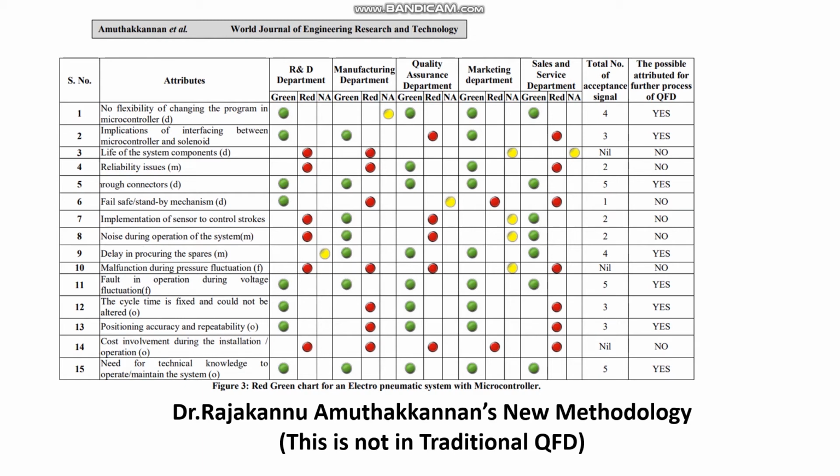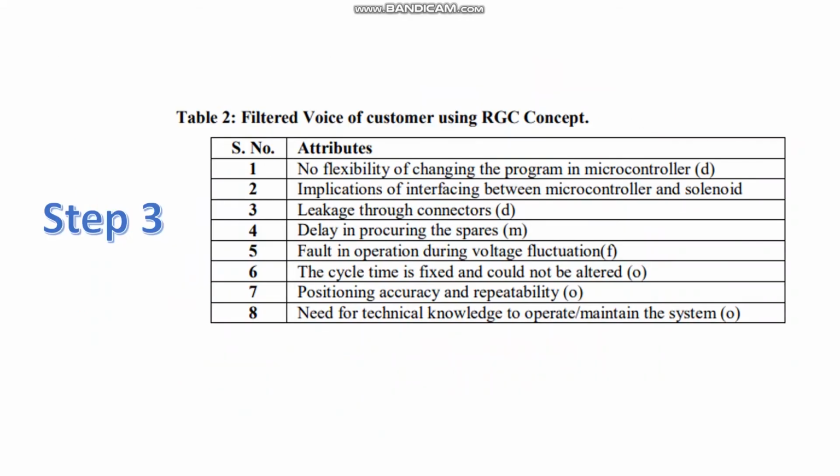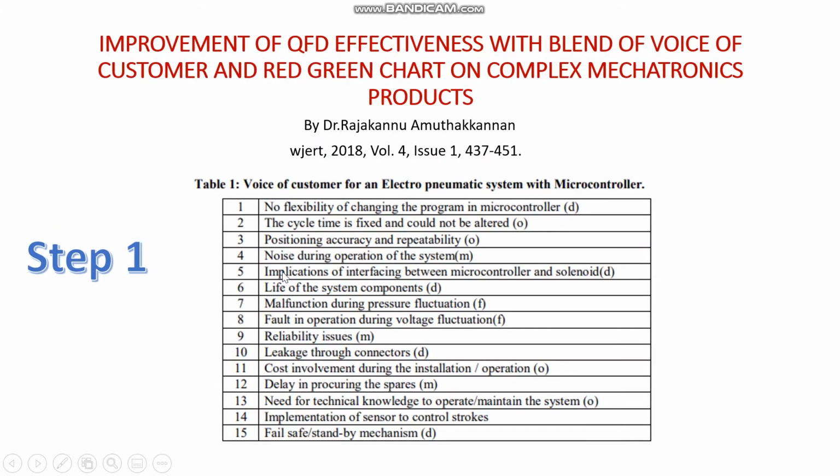So if you want to know more, read my journal paper and you will come to know more about this red green chart. You see here, the traditional voice of customer and house of quality I am going to explain. So before that, you see I have filtered the voice of customer using RGC, the red green chart concept. See, when we collect the voice of customer, there are 15 voices of customer.